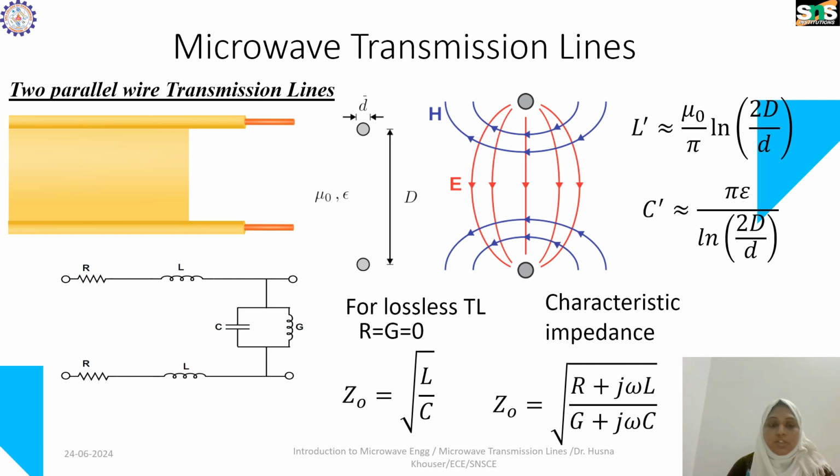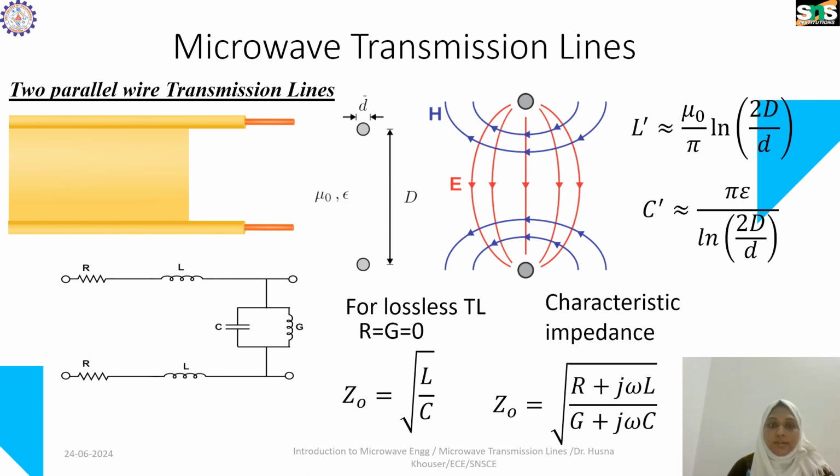This is the cross section of the two wire transmission line. This two wire transmission line was used in the earlier years of 2000 for applications like telephone cable. We can see that it is actually a two wire parallel wire transmission line cable. Now we'll see the cross section of this two wire transmission line.